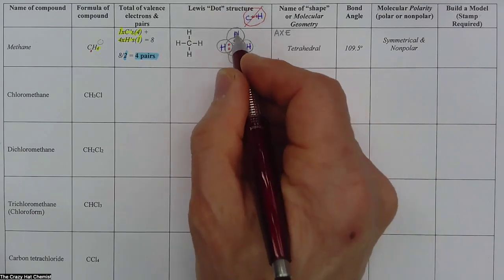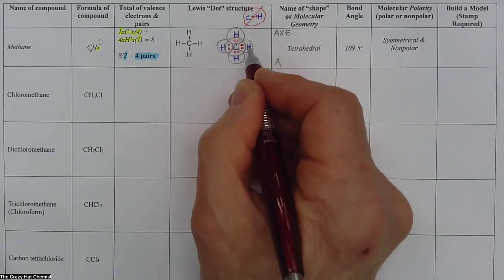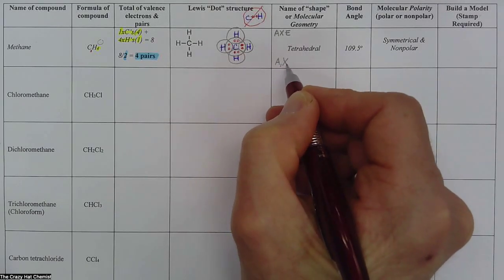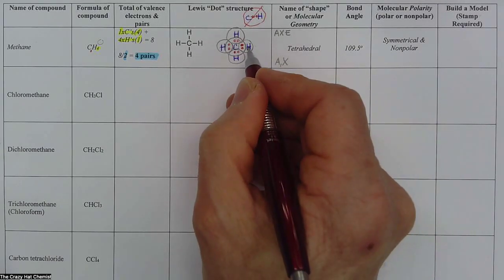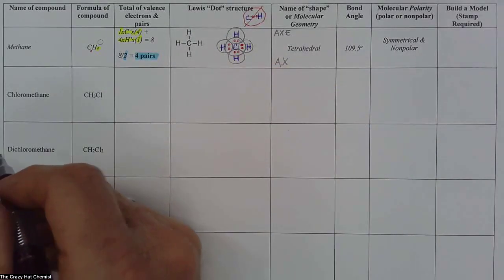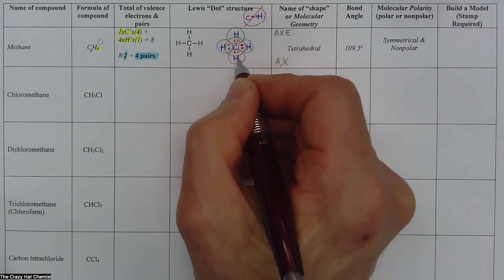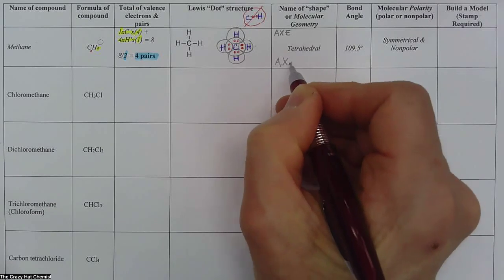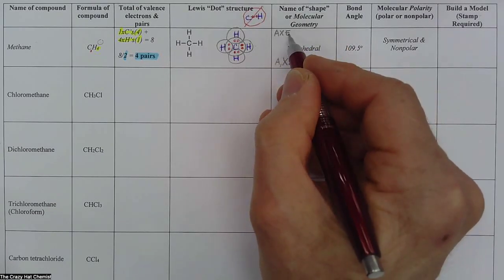The X's are the outside elements physically attached to the central element. That would be these 3 o'clock, 6 o'clock, 9 o'clock, and 12 o'clock hydrogens. How many of those are there? 1, 2, 3, and 4. So there are 4 X's. So it's AX4.